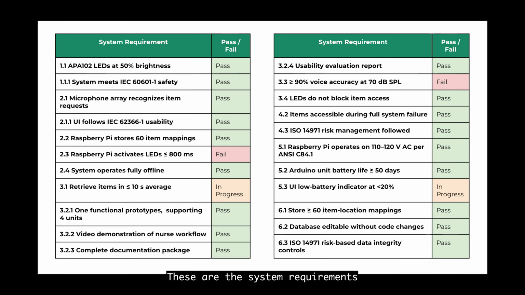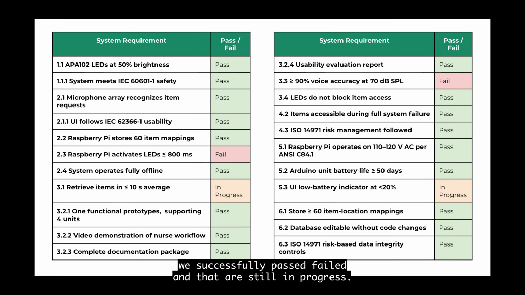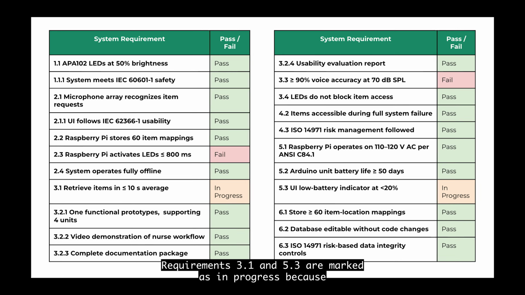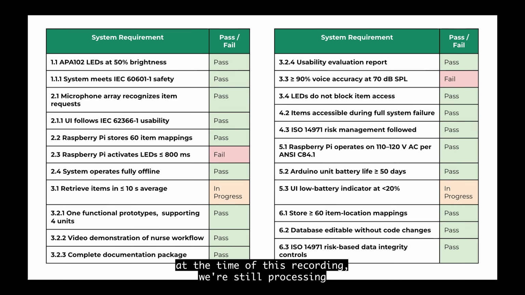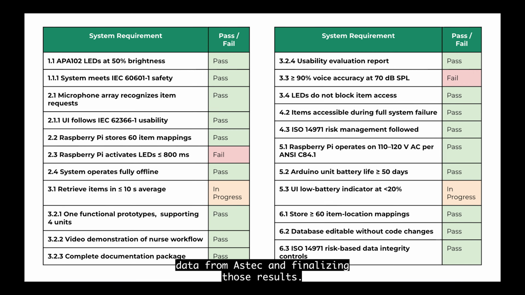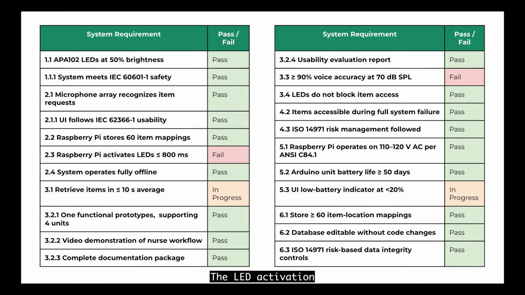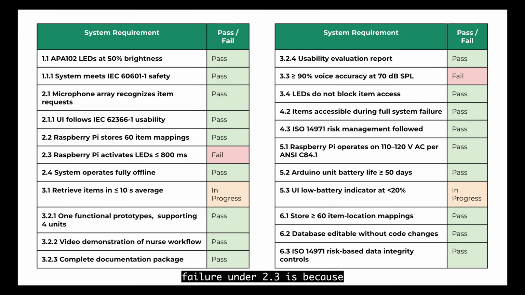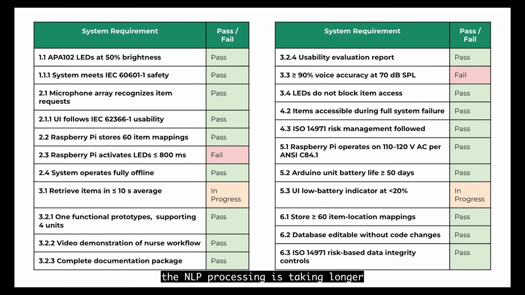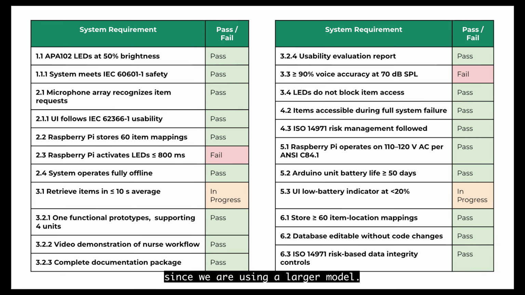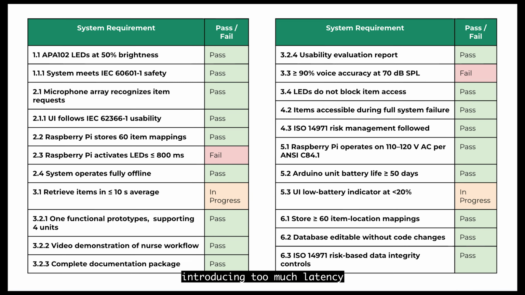These are the system requirements we successfully passed, failed, and that are still in progress. Requirements 3.1 and 5.3 are marked as in progress because at the time of this recording, we're still processing data from Aztec and finalizing those results. The LED activation failure under 2.3 is because the NLP processing is taking longer since we are using a larger model, introducing too much latency.